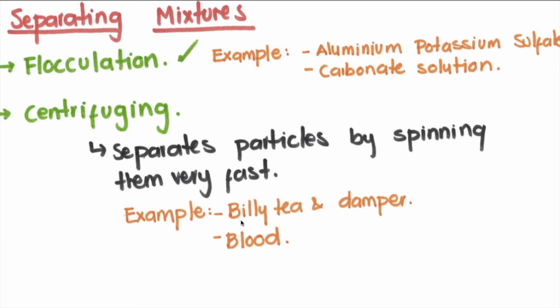There's an example of Billy tea and damper. That's the example that I want to do with you girls in an experiment, in a prac. Hopefully we can do that. And also blood. So when you take a sample of blood to the laboratory to split it up into the parts of blood, they take it into a machine that spins very quickly and it separates the blood. I'm going to put a video of an example of how this works so you can see.